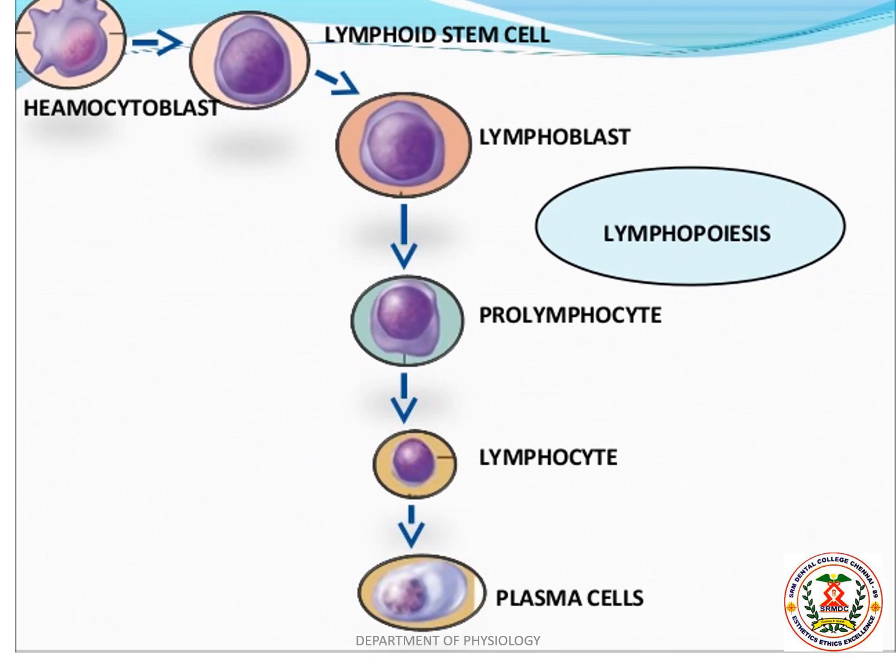So next is lymphocytes. This process we call lymphopoiesis. The hemocytoblast is the starting cell. From there, the lymphoid stem cell is formed. From there, lymphoblast is formed. From there, lymphocyte is formed. From there, the lymphocyte can enter into a plasma cell. These lymphocytes play a vital role.